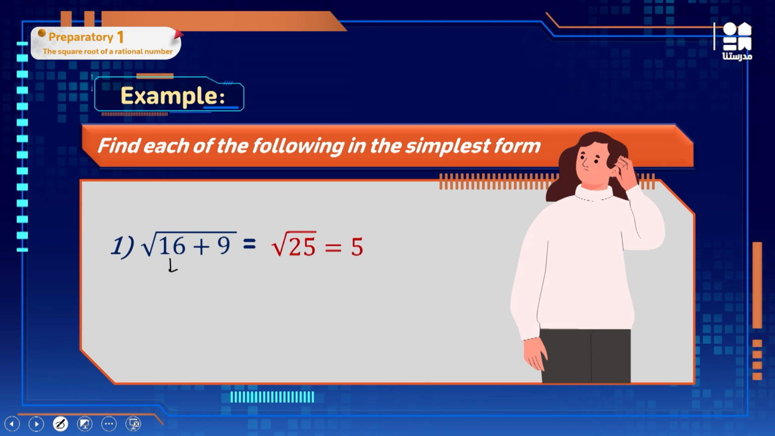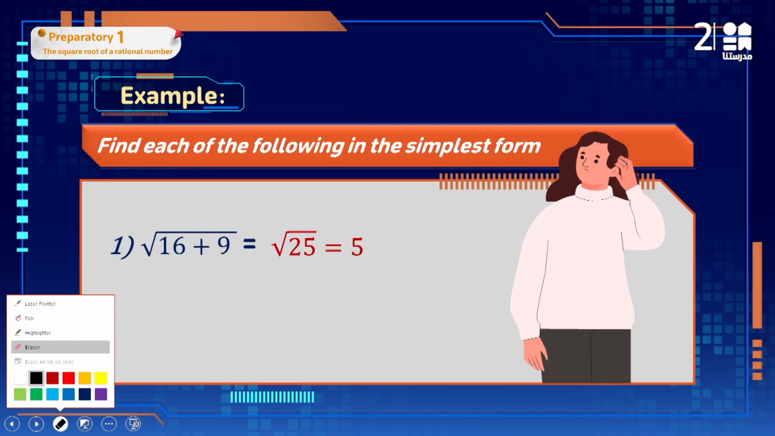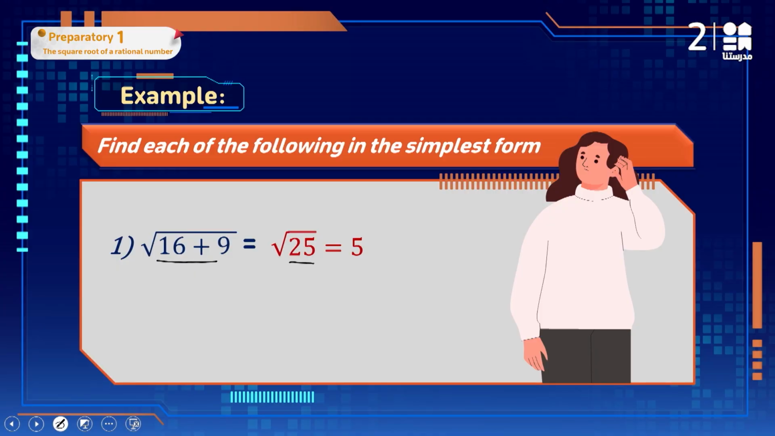Now, I'm going to do it another way, but it's wrong, by the way, so pay attention. Don't say the square root of 16 is 4 and the square root of 9 is 3, then add 4 plus 3 is 7. No, completely wrong. We have to do it this way. We have to add or subtract first. So we add 16 plus 9, which is 25. Then think about the square root. The square root of 25 is 5.